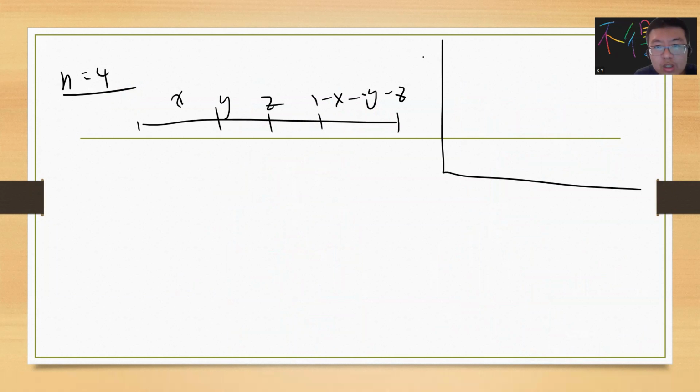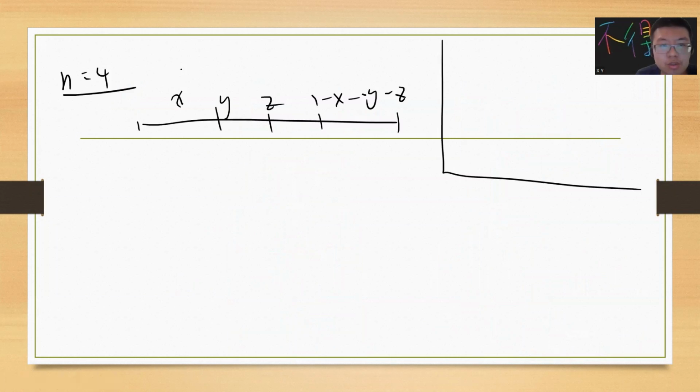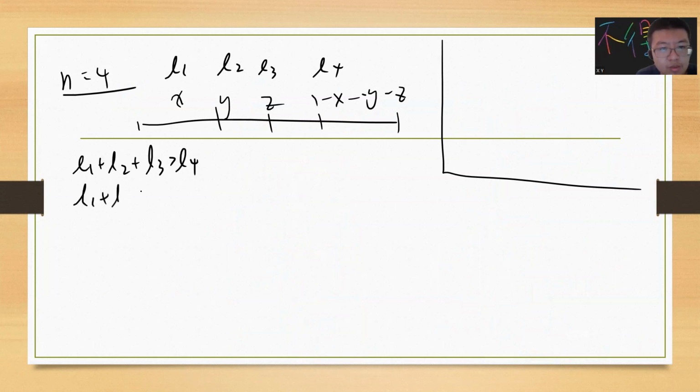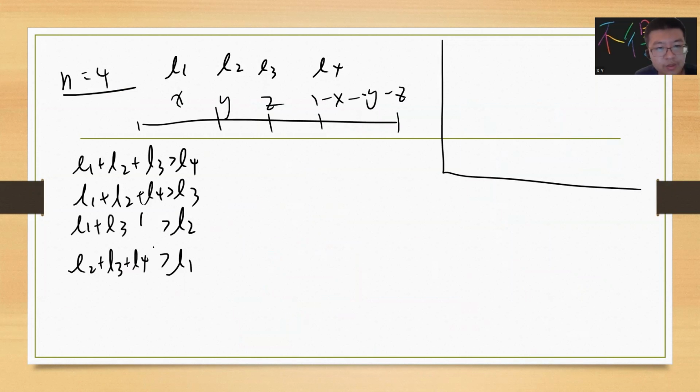Now the key idea is that we have 4 conditions for L1, L2, L3, L4. We have L1 plus L2 plus L3 greater than L4, L1 plus L2 plus L4 greater than L3, L2 plus L3 plus L4 greater than L1, and L1 plus L3 plus L4 greater than L2. The first condition gives x plus y plus z greater than 1 minus x minus y minus z, which gives x plus y plus z greater than half.